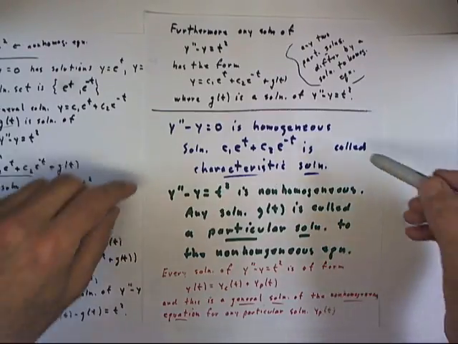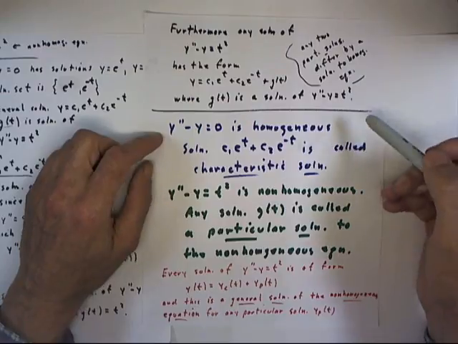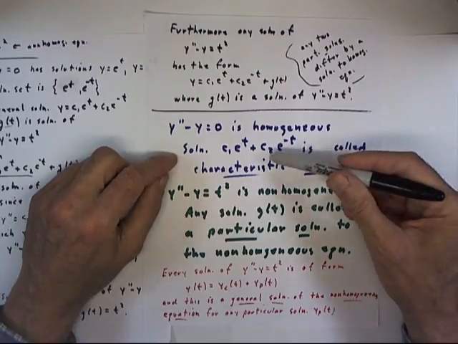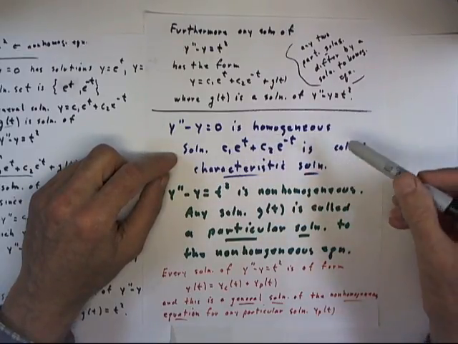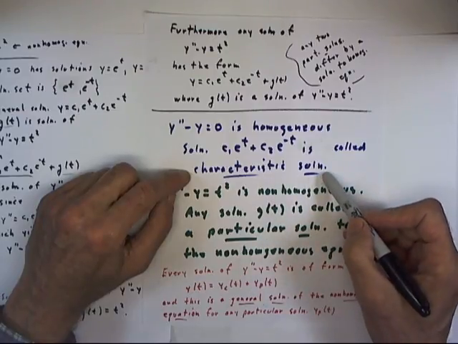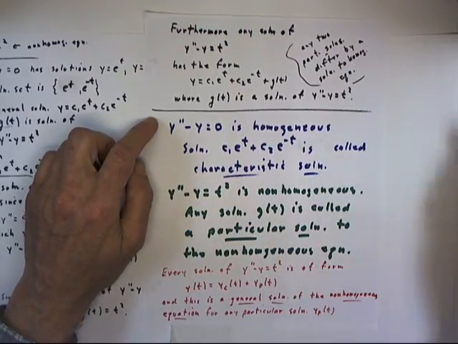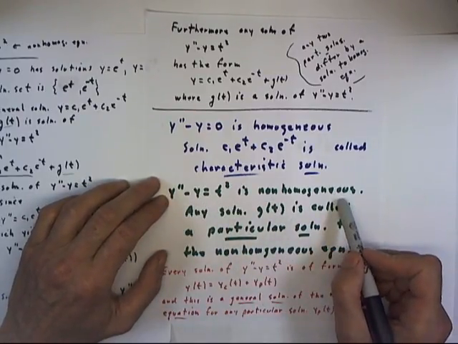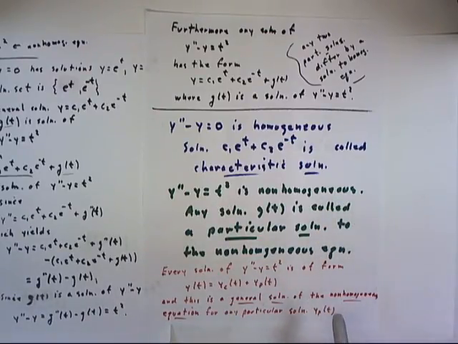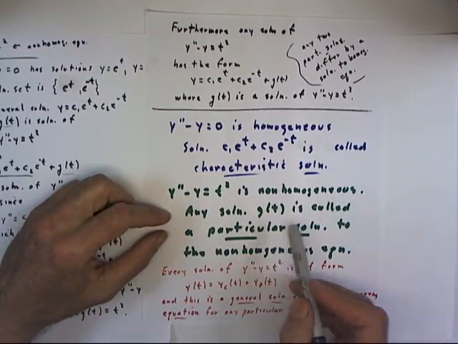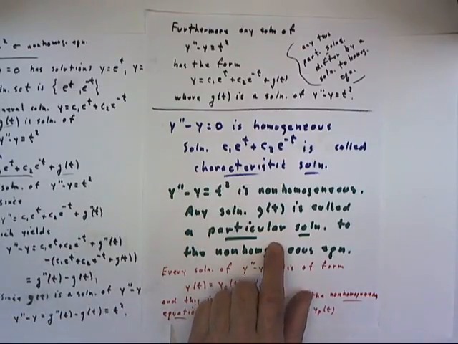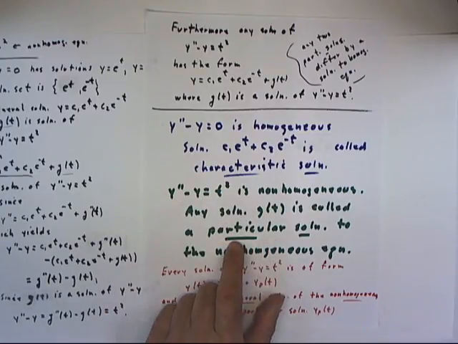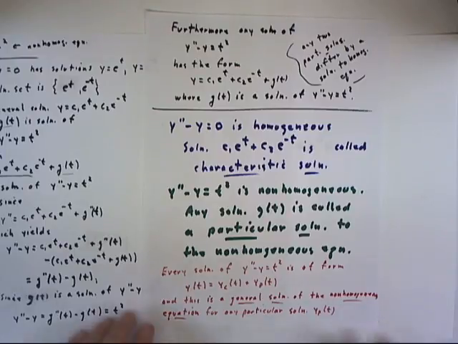In terms of what we have seen, we can say this then. y double prime minus y equals 0 is a homogeneous equation, and has solution c1 e to the t plus c2 e to the negative t. We call that the characteristic solution, and we call this the characteristic equation. y double prime minus y equals t squared is a non-homogeneous equation. We don't have a 0 on this side. And any solution of the form g of t we call a particular solution to the non-homogeneous equation.